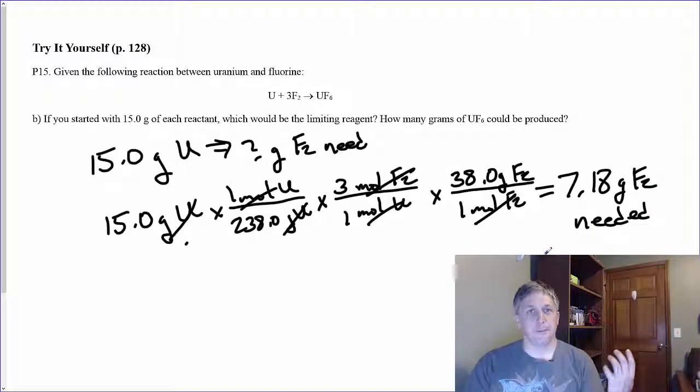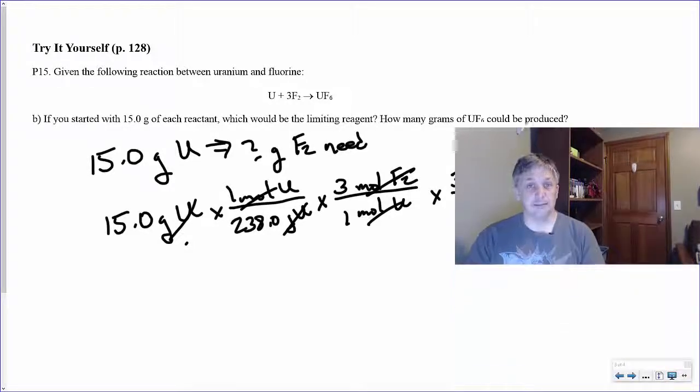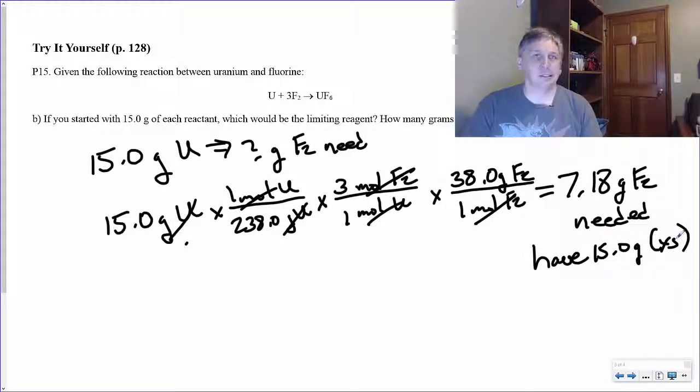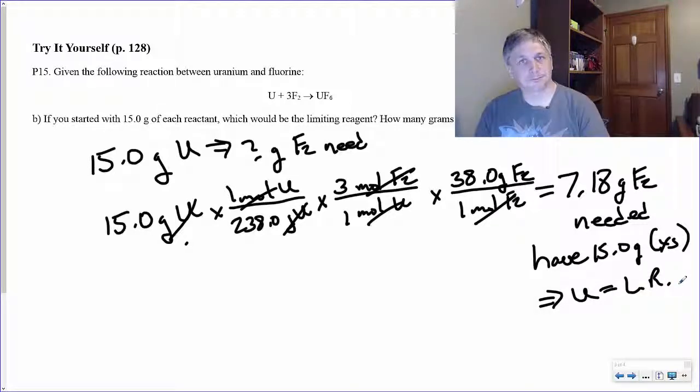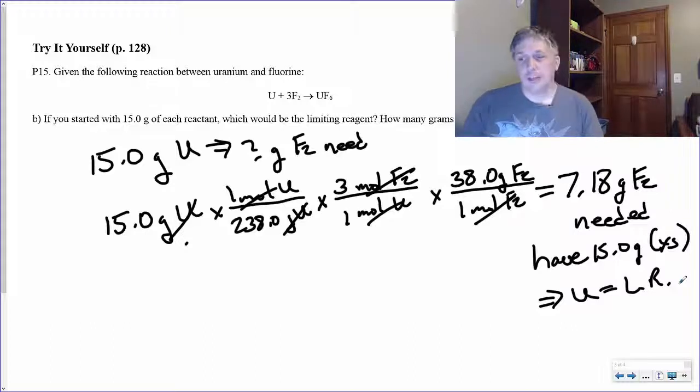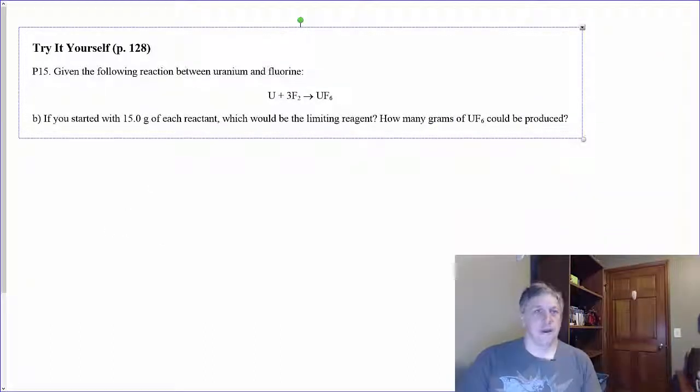So again, you compare how much you're given or how much you need. We need about 7 grams. We have 15. So again, we have an excess. So if one is excess, then the other must be limiting. So uranium must be our limiting reagent. So now that we know what the limiting reagent is, we can figure out our theoretical yield of product.